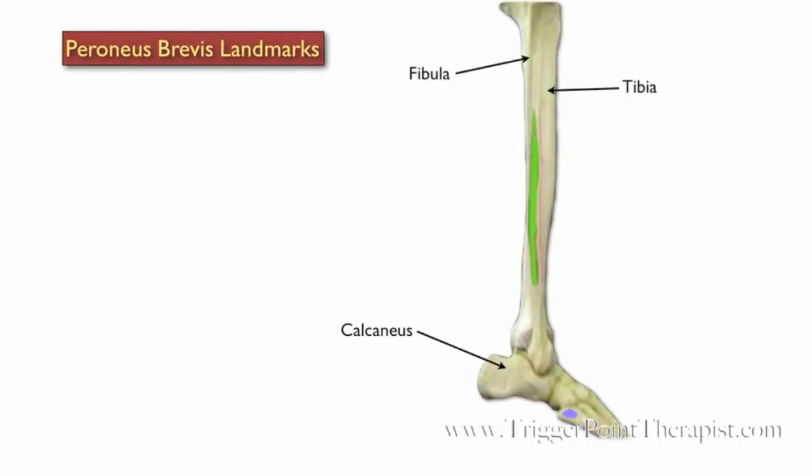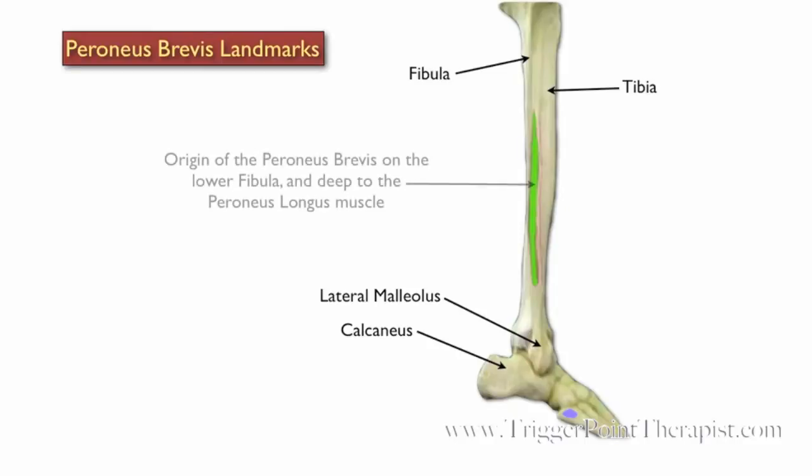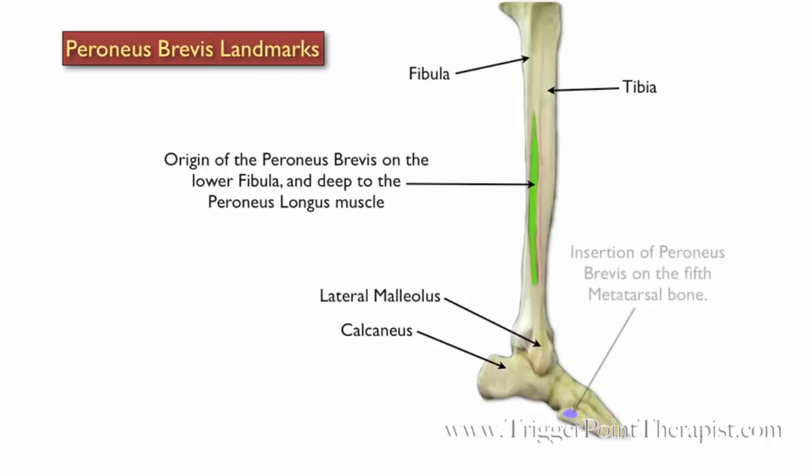Now we'll take a look at the Peroneus brevis landmarks. We have the tibia, the fibula, and the calcaneus, and in addition we have the lateral malleolus. The Peroneus brevis originates on the lower fibula and is deep to the Peroneus longus muscle, and it inserts on the fifth metatarsal bone.